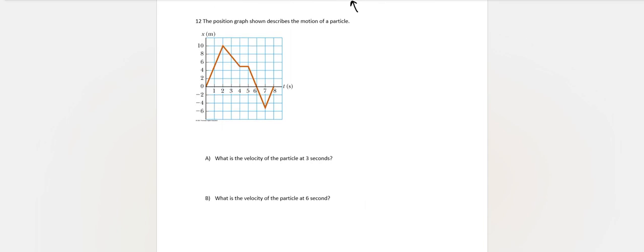Okay, number 12. The following graph describes the motion of a particle. So this is a position graph. And the velocity, remember, is change in x over change in t. And remember, this is a slope. See how this looks like change in y over change in x, or rise over run? So velocity is the slope of this graph.